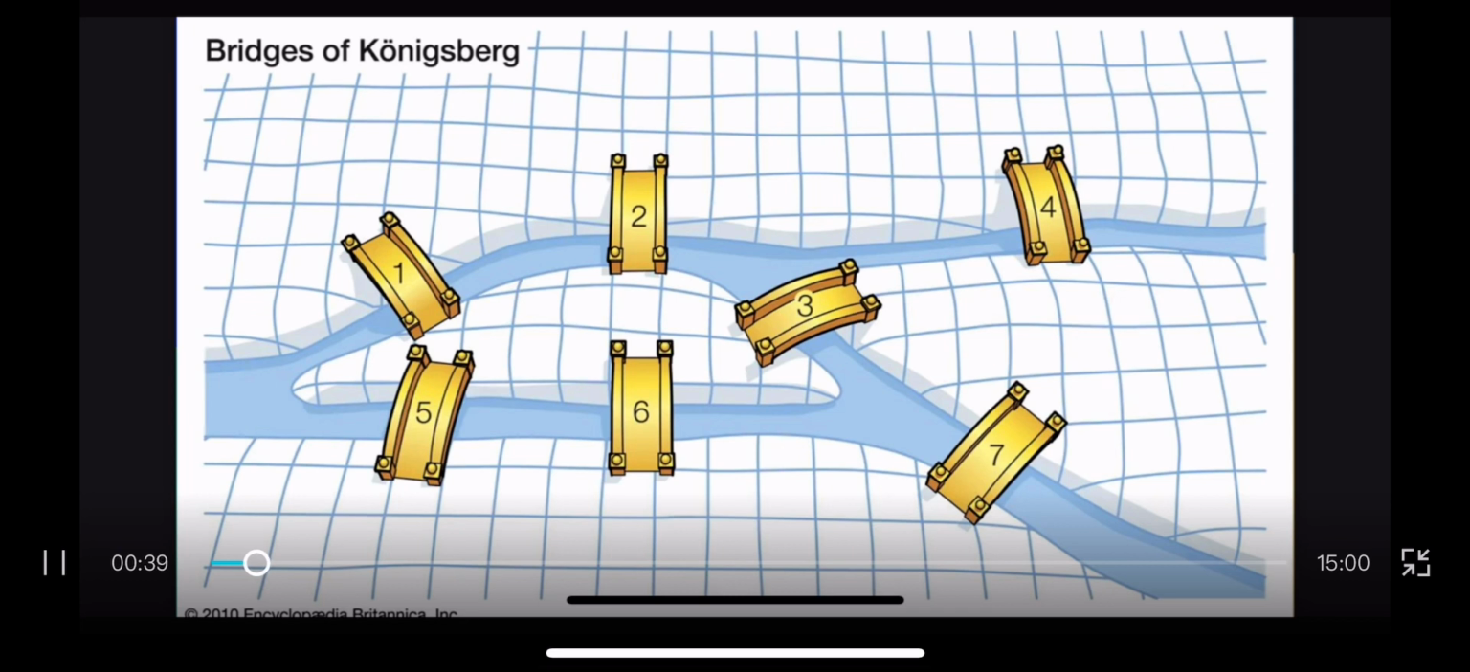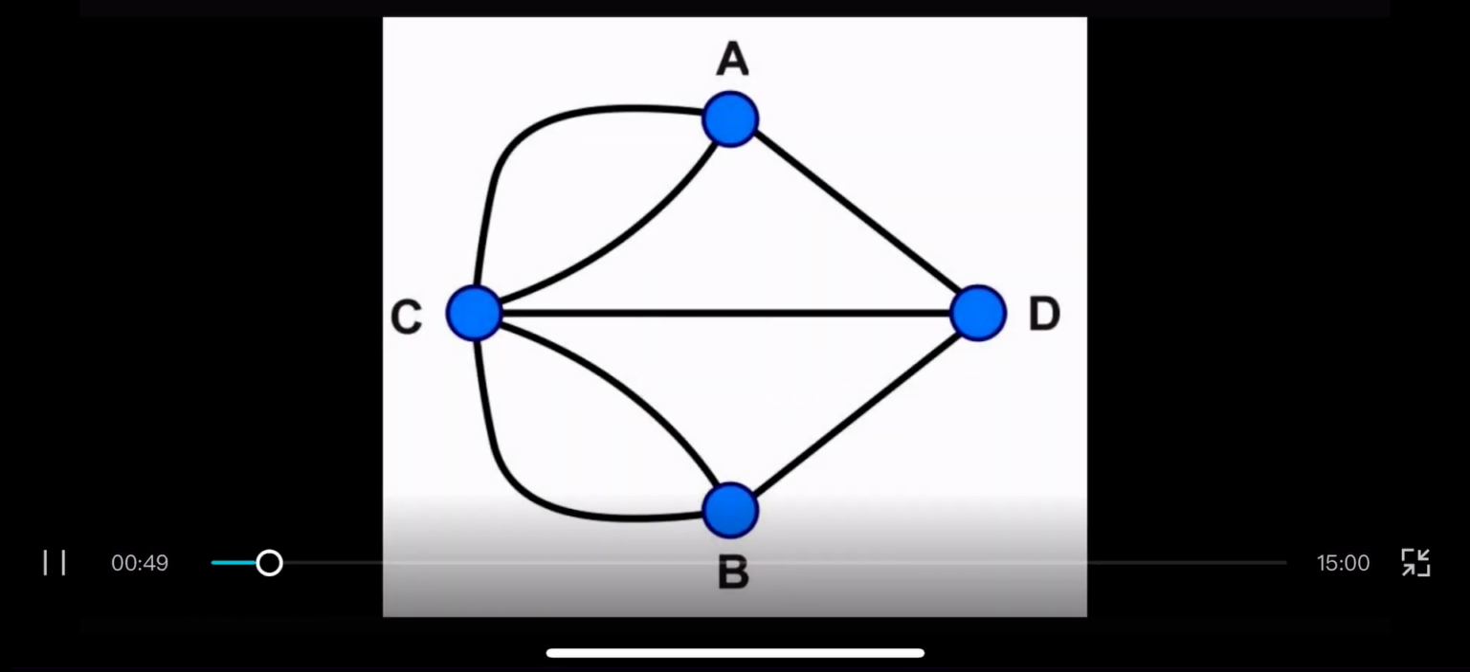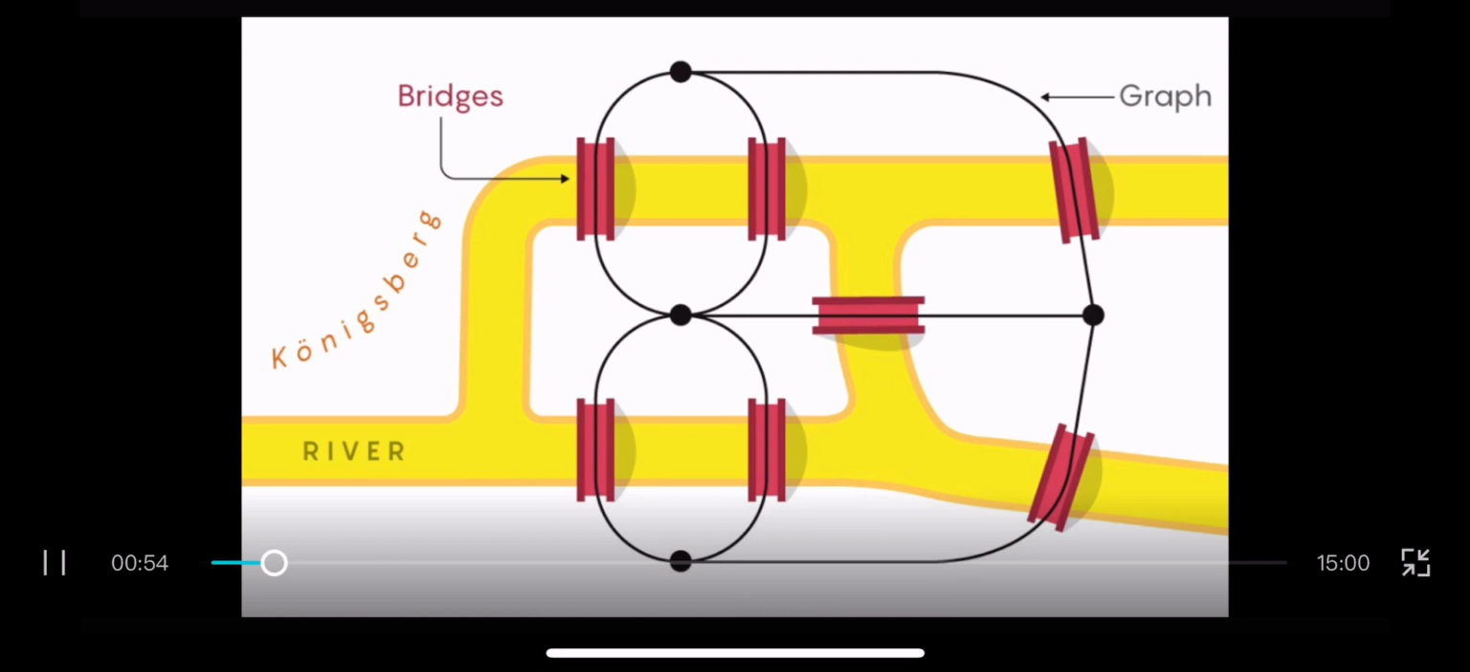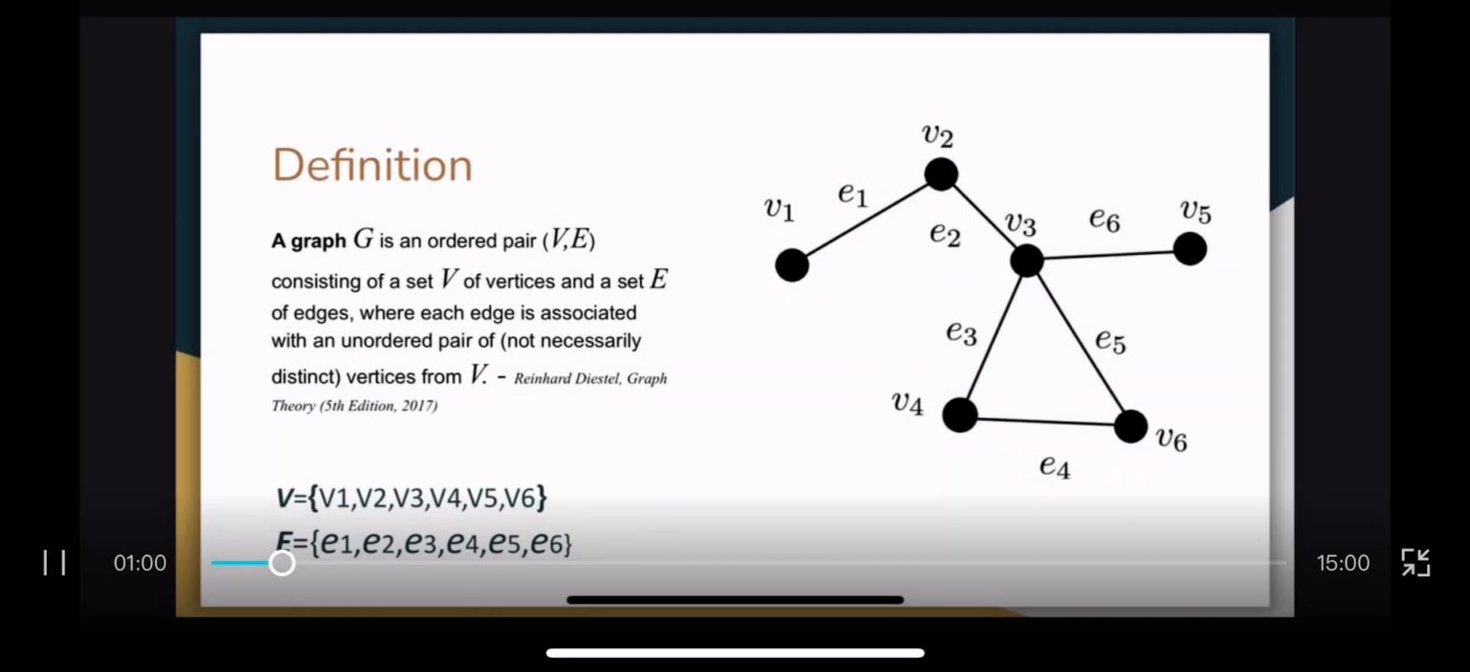So here Euler modeled the land masses as points and the bridges as connections, which essentially created the first known graph representation ever. And then later on he proved that it was impossible, and in doing so he laid the groundwork for this entire field of study. Pretty cool, right? So what exactly is a graph?